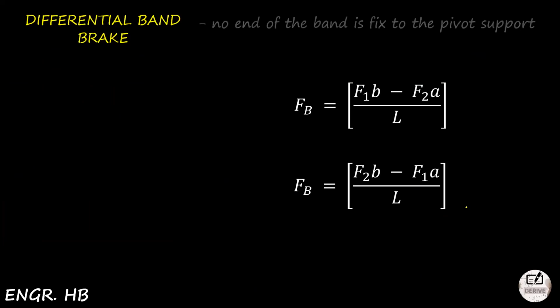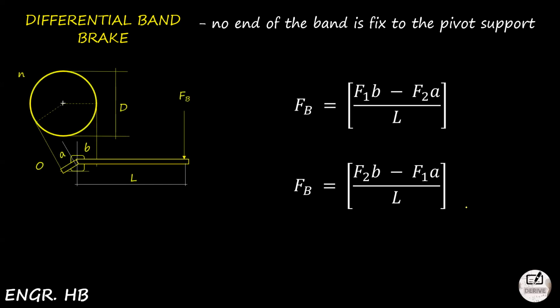And we also have the differential band brake. No end of the band is fixed to the pivot support, unlike the simple band brake. This differential band brake has no band that is pivoted or attached to a pivot. So like this, as you can see, point O moved a bit farther away, but this is really point O. This is your tension band, and this is your band. It is attached to the lever, but nothing is attached to point O or your pivot support.